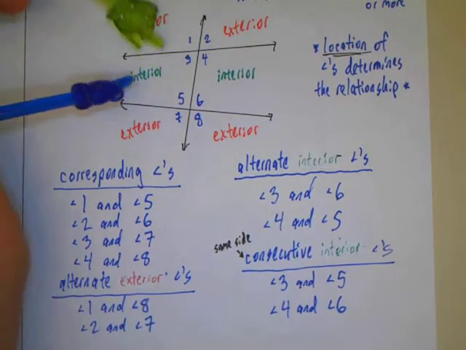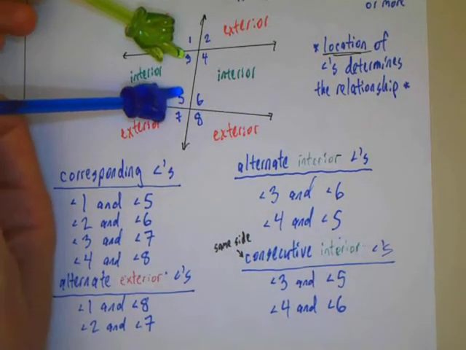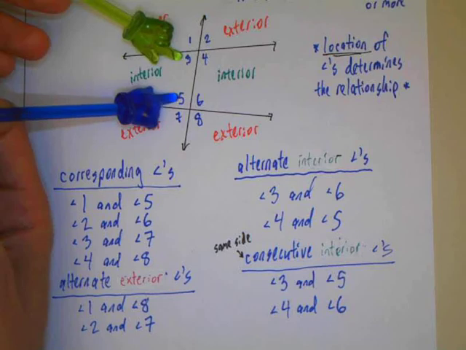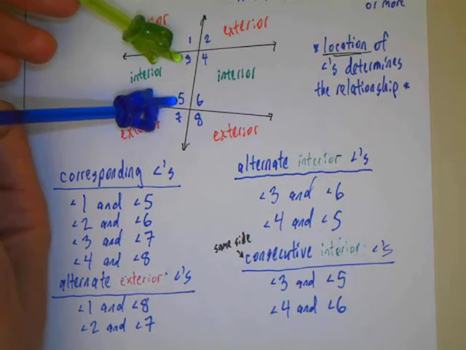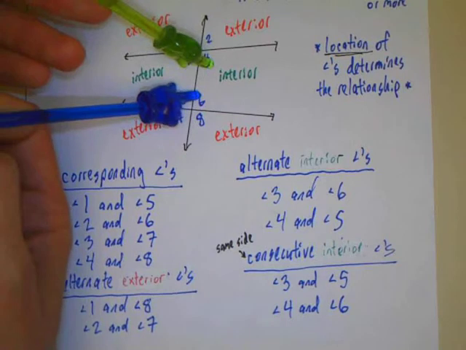Finally, we have something called consecutive interior. Consecutive means kind of like right next to each other and on the same side in this case. So consecutive interiors are like 3 and 5 and 4 and 6.